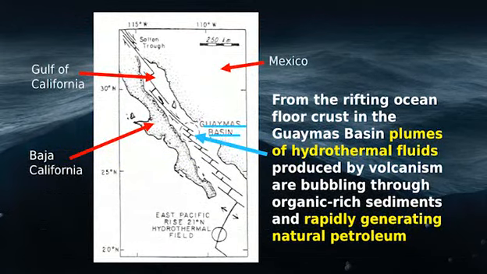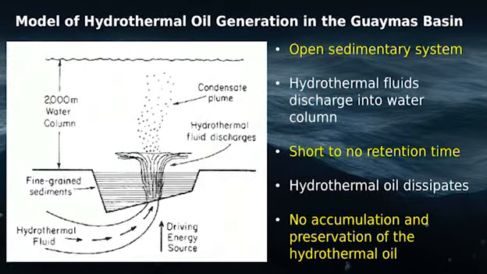Here it is. Here's the Guaymas Basin in the Gulf of California off the coast of Mexico. And what we've found is that the bubbles coming up have got globules of oil in them. Now, they're not being trapped, they're just being dispersed into the water column in the ocean above. There's no trapping it, it just dissipates, so there's no accumulation and preservation of the oil.